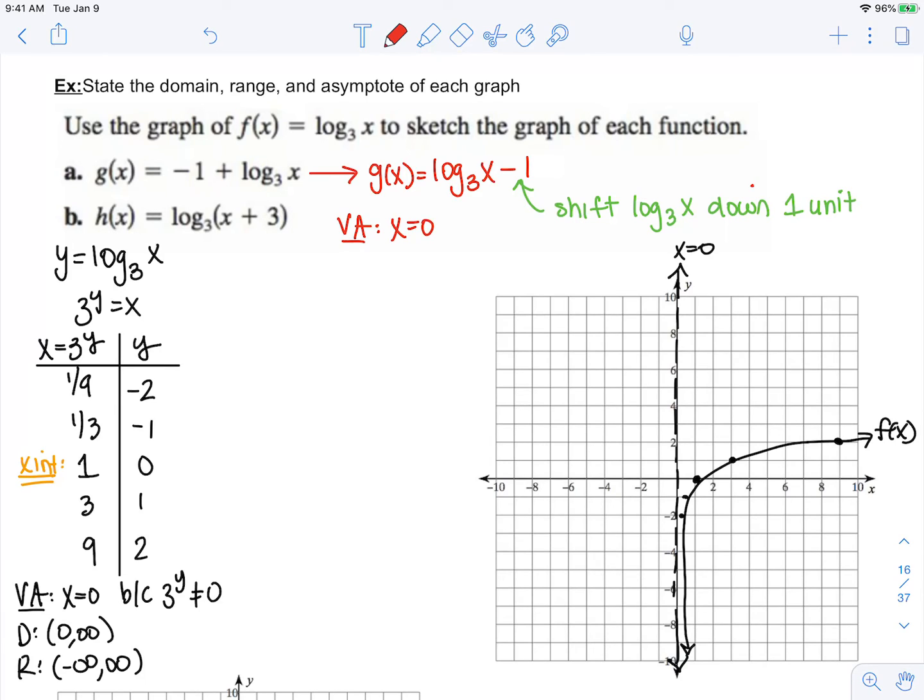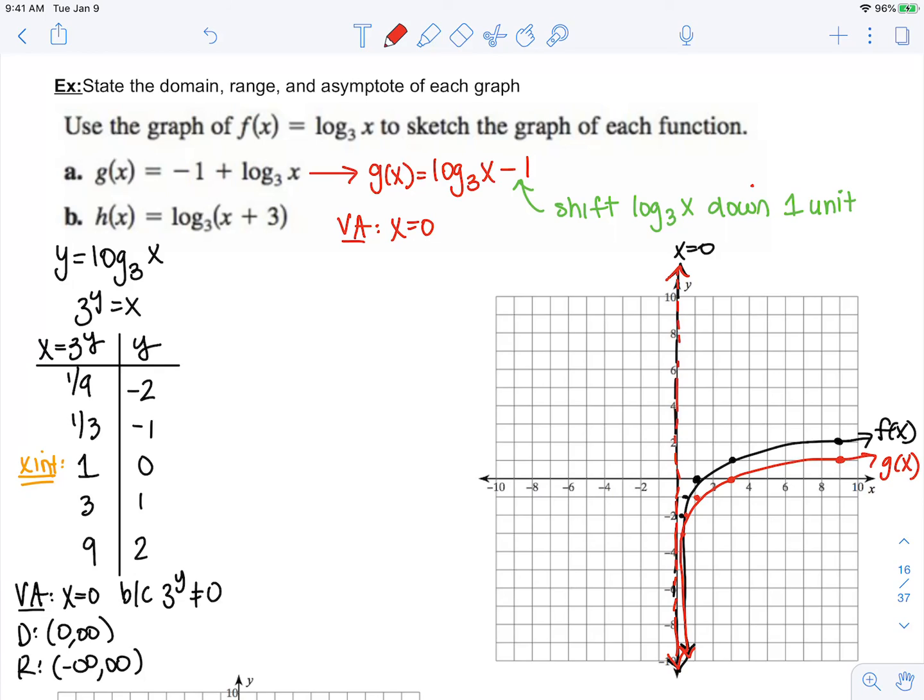It's going to be x equals 0 because shifting this vertical line up or down is not going to change it. But my other points that I plotted are all going to be shifted down 1. So this one is down 1, down 1, down 1. And then try your best to get these down 1. Those are not as important as the whole number transformations. And this is g of x.